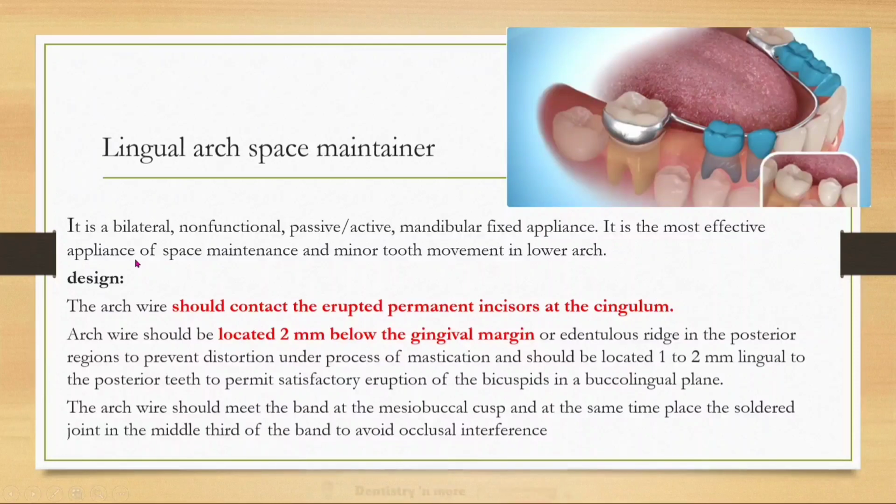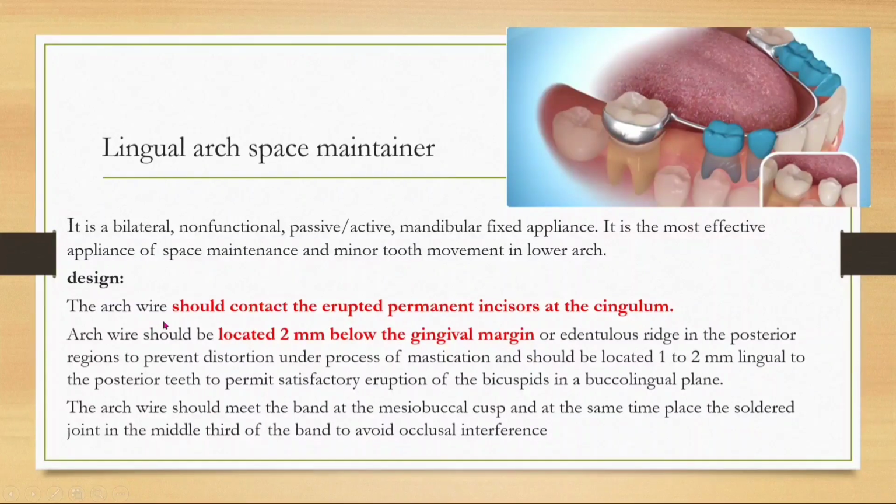So for bilateral loss on the lower teeth, that is the lingual arch space maintainer. This is a lingual arch space maintainer where abutment is taken from both molars, and there is a band, and a wire arch which runs from one molar to the other molar through the lingual side of the remaining teeth. So it is a bilateral, non-functional, passive or active mandibular fixed appliance. It is fixed, and it is the most effective appliance for space maintenance and minor tooth movements in the lower arch.